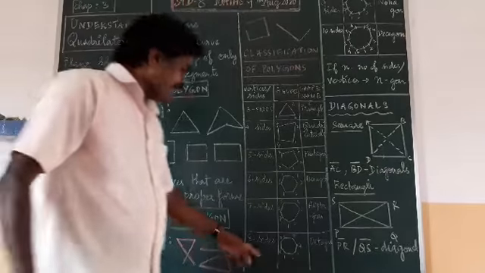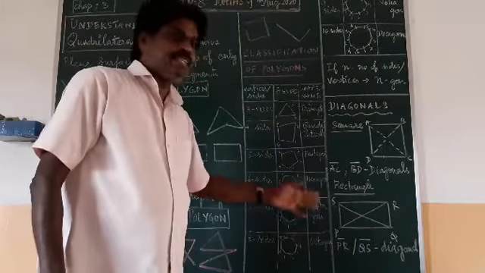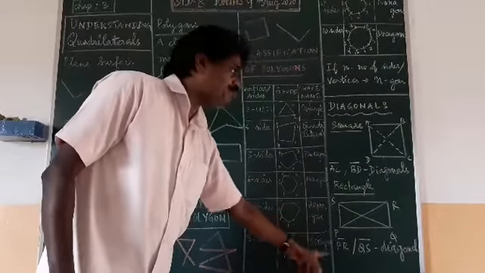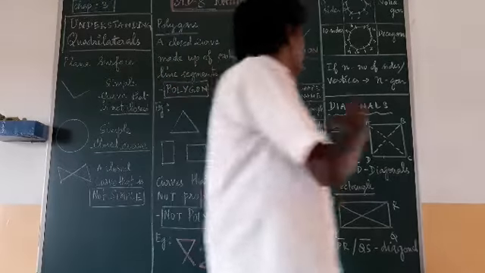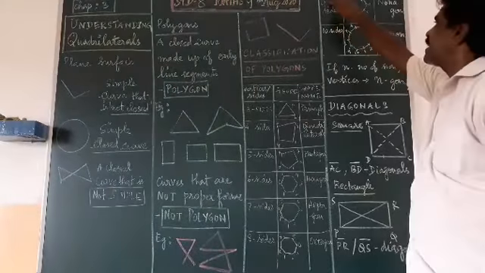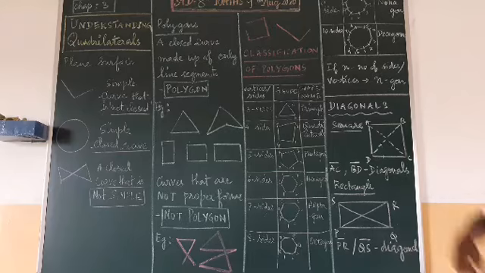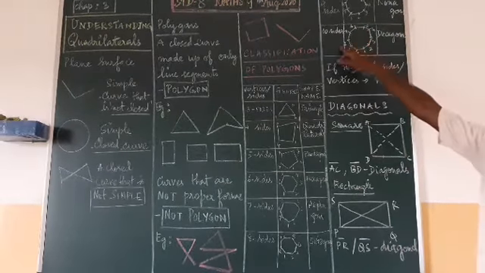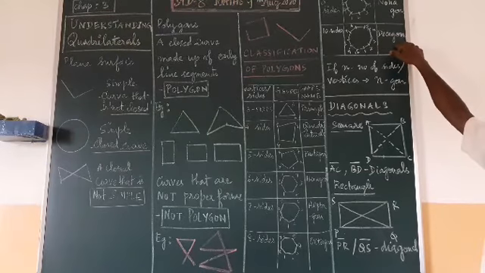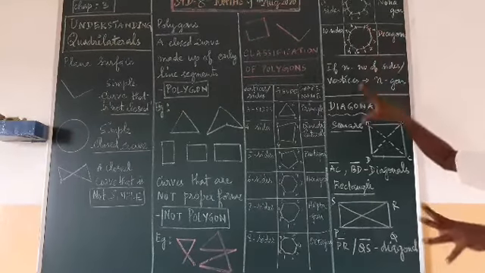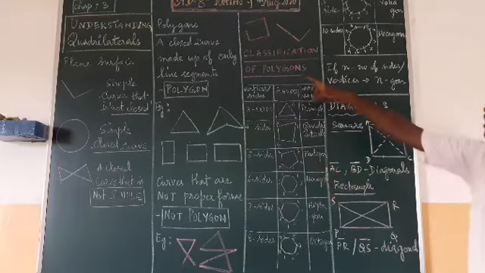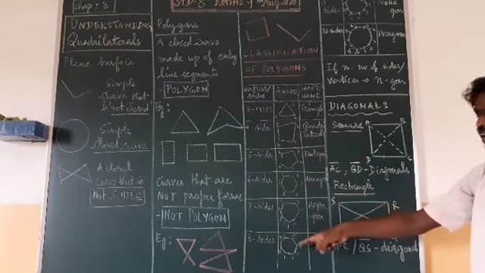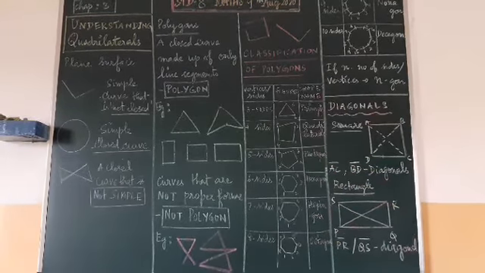Okay. So eight sides, it is called an octagon. Octagon. Then it is increasing to nine sides, nine vertices. It is called a nonagon. Nonagon. And ten sides, decagon. Clear? So depending upon the sides and vertices, the polygons are classified.